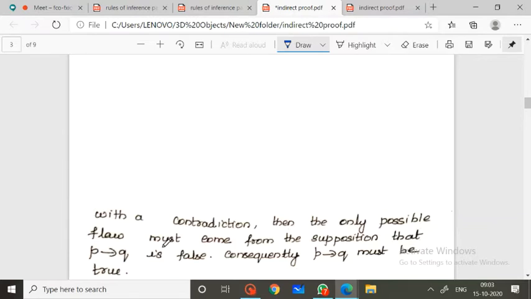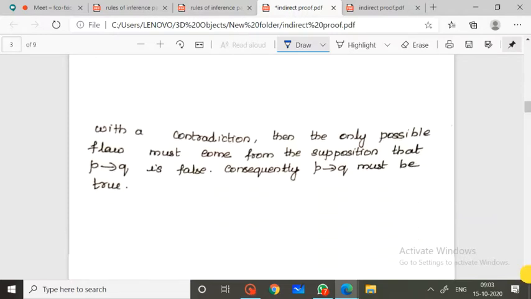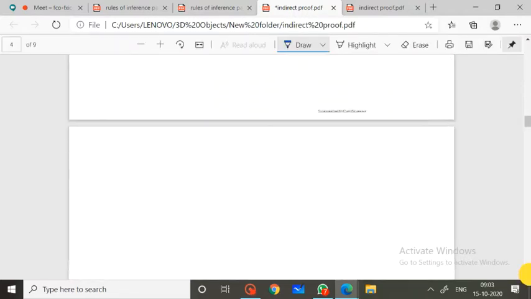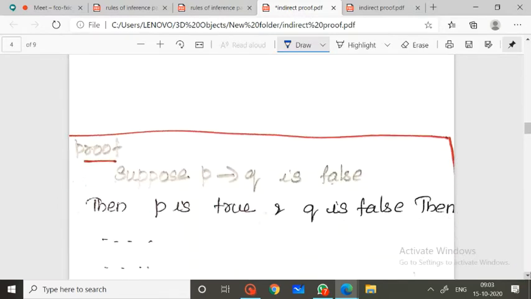Then the only possible flaw must come from the supposition that p implies q is false. Then you have to show that the given assumption is false, and consequently p implies q is true. That means I'll show an example. So see, listen here, when you take a problem or a theoretical method like this, this is the representation.